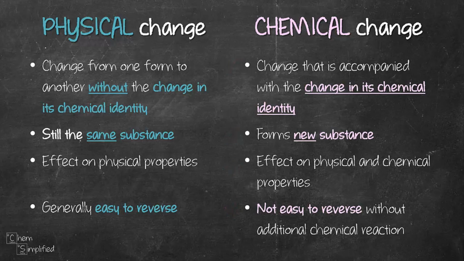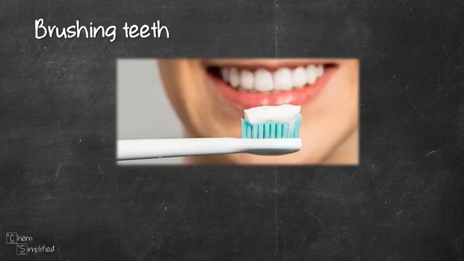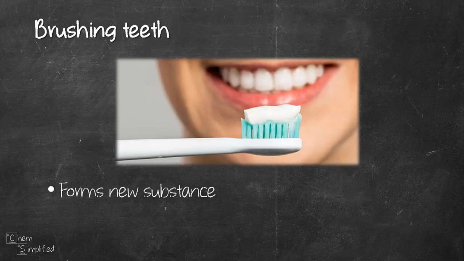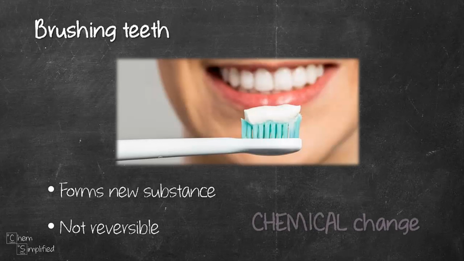Let's go through some of the things I did this morning and classify them as physical or chemical change. The first thing I did this morning after waking up was brushing my teeth. Now my toothpaste has fluoride ion in it. So when I brush my teeth, the fluoride ion in the toothpaste changed the chemistry of my teeth. What that did was it strengthened my teeth and helped prevent future cavities from forming. So technically speaking, that forms a new substance on my teeth. Also, that process is not reversible. So brushing teeth is a chemical change.